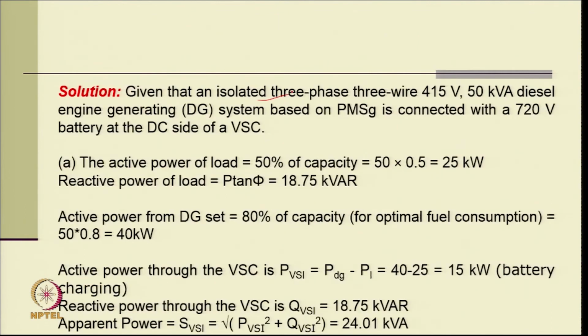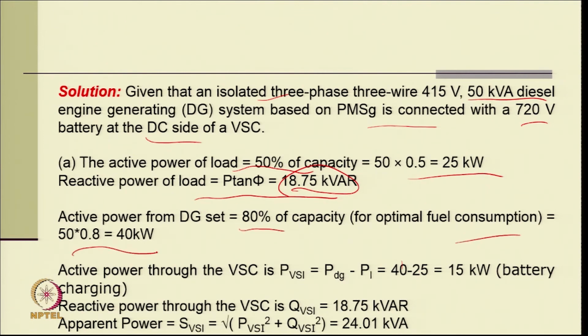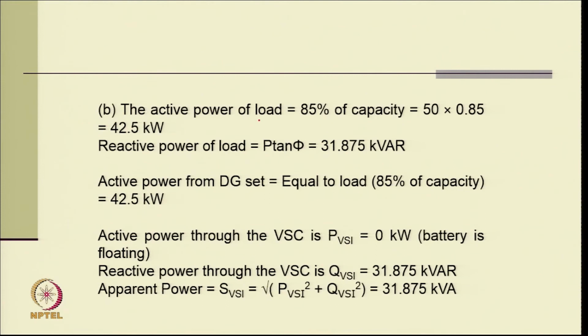Coming to the solution, the given isolated 3 phase 3 wire 400 volt, 50 kVA DG set, based on a permanent magnet synchronous generator, is connected to a 720 volt battery at the DC side. The active power of the load is 50% of the capacity, that is 25 kilowatt, and the power factor is 0.8. So the reactive power of the load is 18.75 kVAR, and the active power of the DG set is 80% of capacity, that is 40 kilowatt. The active power of the VSI we can calculate from DG minus the load, so it comes to 15 kilowatt, and the reactive power of the VSI is 18.75. So the VA apparent rating, from P square plus Q square, comes to 24.01 kVA.